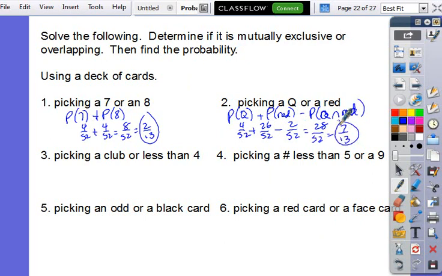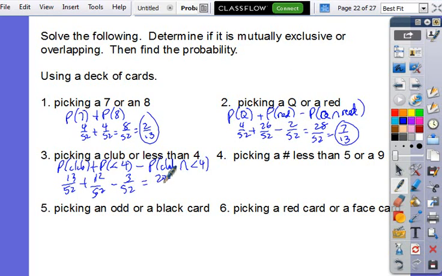A club or less than 4? It's overlapping. So club plus less than 4 minus club and less than 4. Club is 13 out of 52. Less than 4 is how many? 12. You've got to count all the suits. Minus clubs that are less than 4. There's only 3 of those. So that'd be 22 out of 52, which equals 11 over 26.